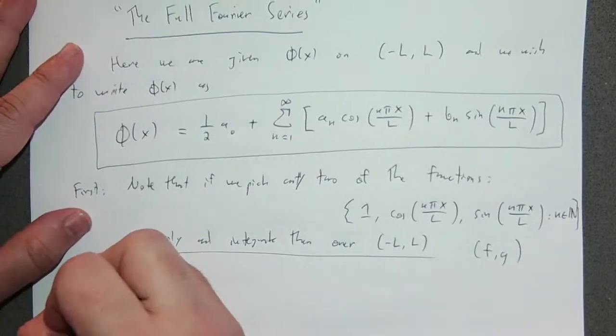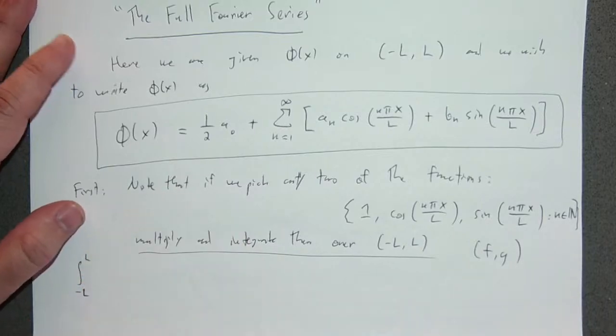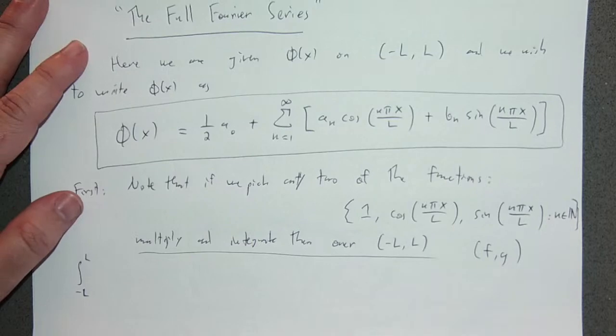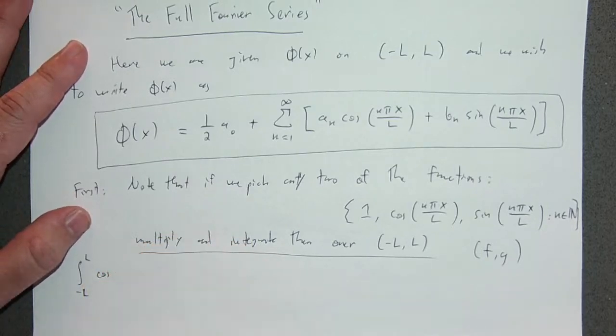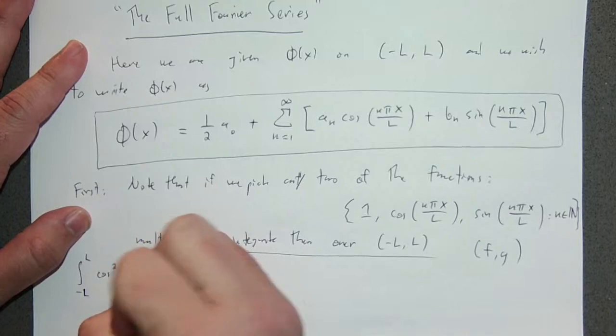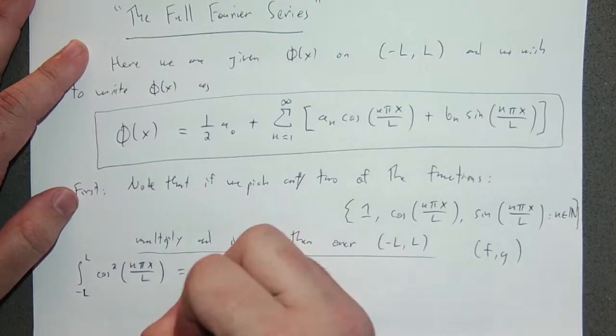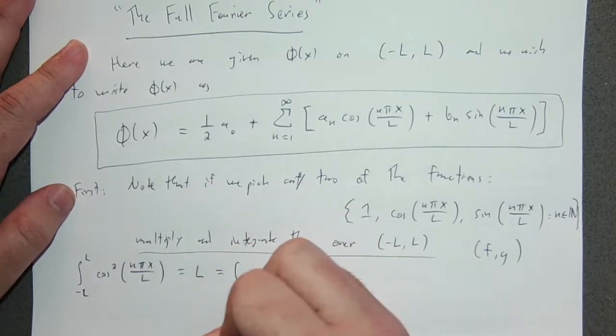We get that if we have chosen, say, two cosines of the same n, right? So I get cosine squared of n pi x over L. Well, from minus L to L, this is actually just L, but that's the same as if I did this for sine.